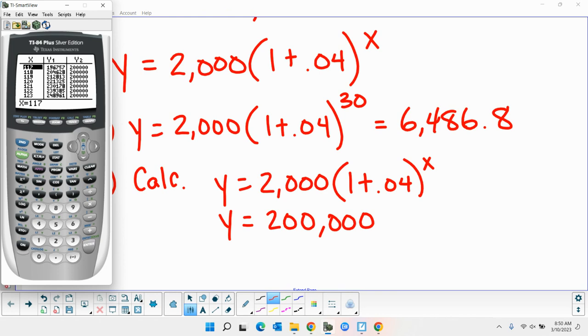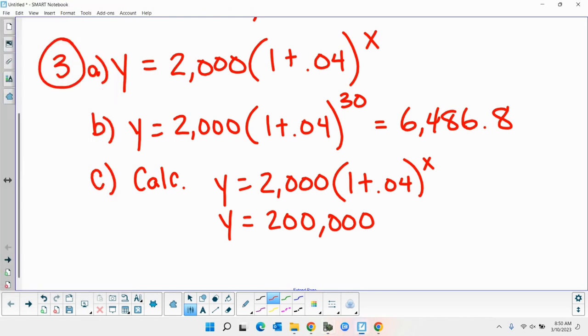Okay, but it's asking what time, right? So what time is that from 10 o'clock? 11:57, right? Because 120 minutes would be 2 hours, right? That'd be noon. So it's about 3 minutes shy of noon. Okay.